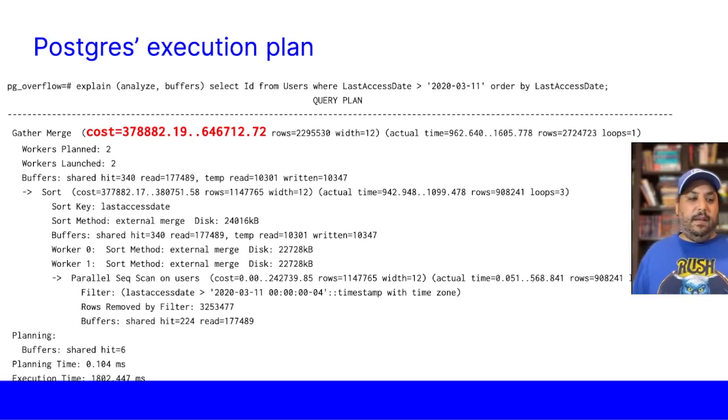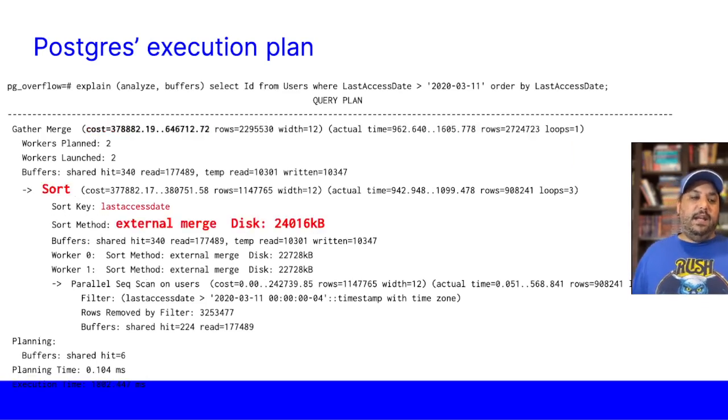Like, it's still reading the same number of pages there. So where is that extra work coming from? Well, the biggest part is actually in that sort step, right? That second piece of our puzzle. And again, we've got a sort step. It's sorting by last access date because we want the IDs in the last access date order. But here we talk about the sort method that we're going to use.